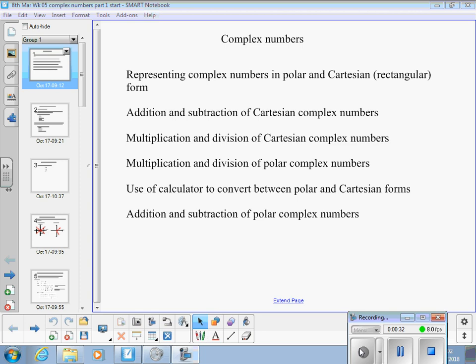We're going to represent complex numbers in polar form and in what's called Cartesian or rectangular form. We're going to look at addition and subtraction of Cartesian complex numbers, multiplication and division of those Cartesian numbers, use of a calculator to convert between polar and Cartesian forms, and addition and subtraction of polar complex numbers. Okay, so quite a lot. See how we get on.